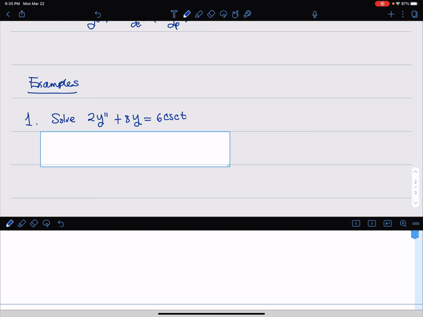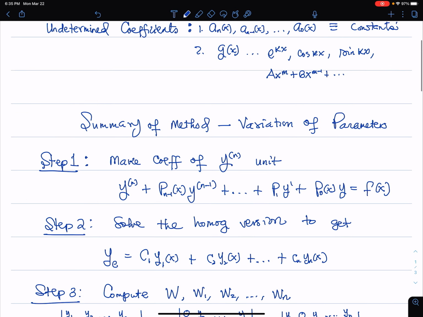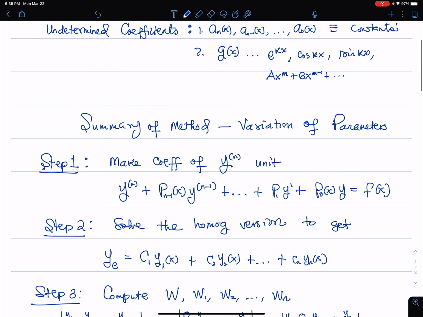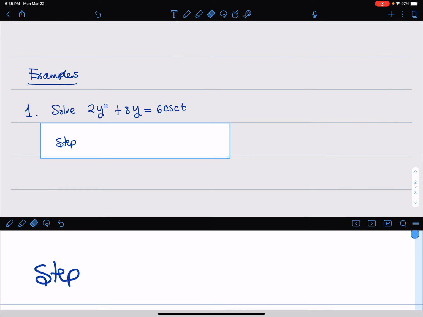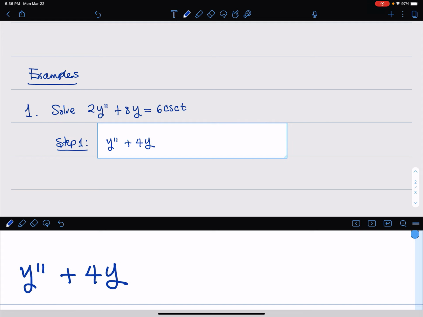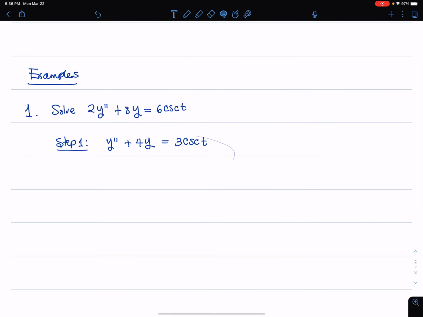So first of all, step 1 is to divide through, make the coefficient of yn unit. So we're going to make the coefficient of y double prime unit. Step 1, divide through by 2, so we end up with y double prime plus 4y is equal to 3 cosecant of t, right? So what did we do? We divided through by 2.